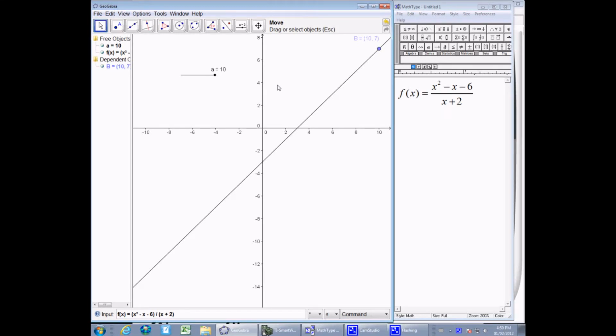Today we're going to introduce the idea of limits. Here on the graph we have the function f of x, which is defined as x squared minus x minus 6, all divided by x plus 2. Here we see the point B, which is (10, 7).